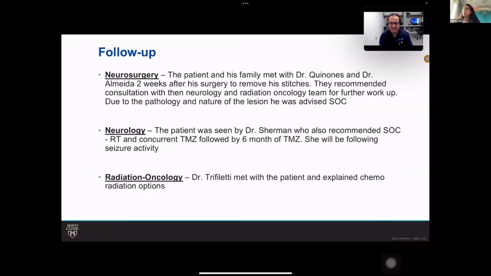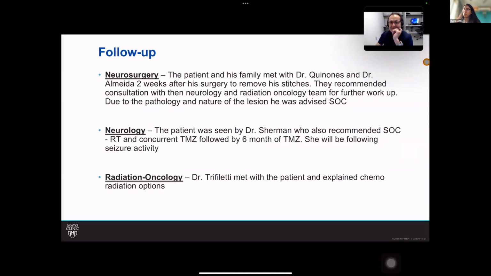Follow-up. The patient was followed up after 2 weeks of his operation, and his family met with Dr. Quinones and Dr. Almeida 2 weeks after his surgery to remove his stitches. They recommended consultation with neurology and radiation oncology team for further workup. And due to the pathology and nature of the lesion, he was advised standard of care.